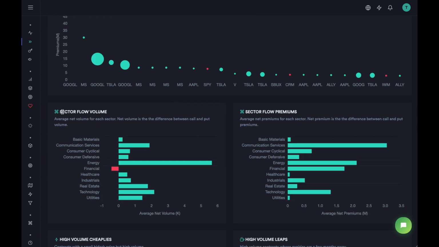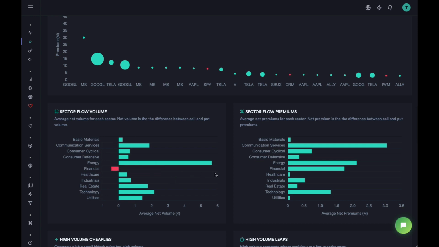Then we have the sector flow, for both premiums and volume. This just shows you how well some of the sectors are doing and how badly the other ones are doing. We can see that the financial sector had a slightly negative average net volume today, and every other sector was positive today.